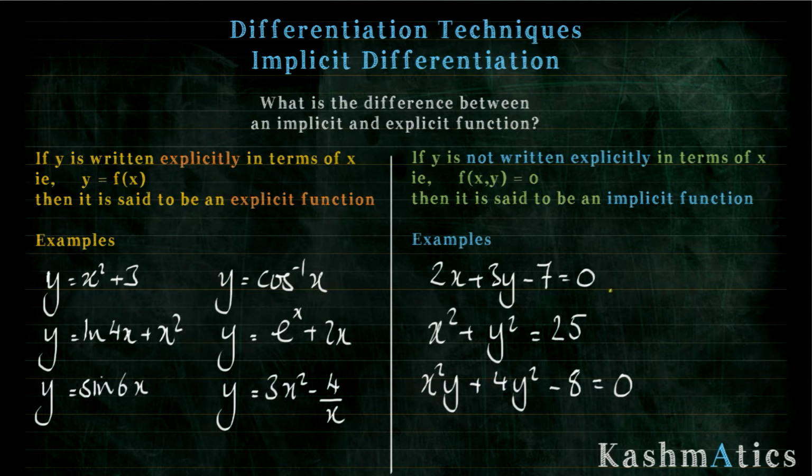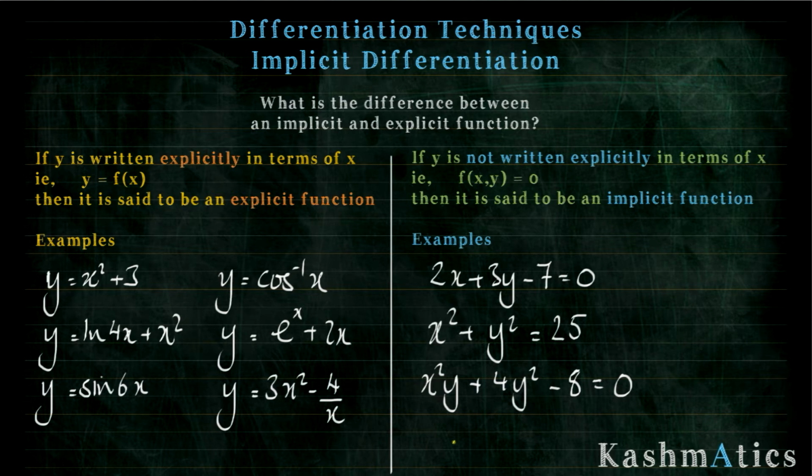Now sometimes what you can do is rearrange an implicit function to make it explicit. So this first one here you might recognize as the equation of a straight line. And I could rearrange this to make y equals mx plus c and then just differentiate it as normal. This second one here, I could rearrange it to make y the subject, and I'd get y equals the square root of 25 minus x squared. Again, I can deal with that just as I would with a normal explicit function, but it's actually easier to deal with it as an implicit function. And this last one simply can't be rearranged to make y the subject, so I have to use implicit differentiation.